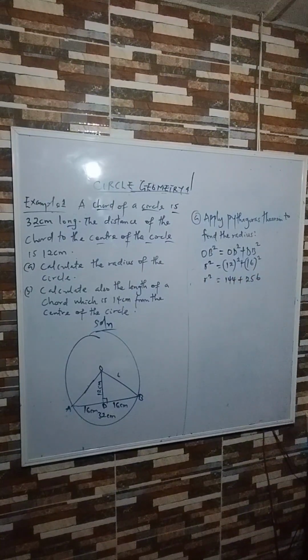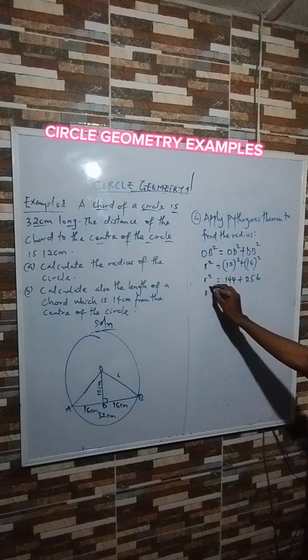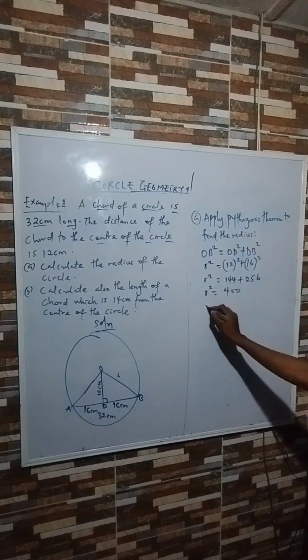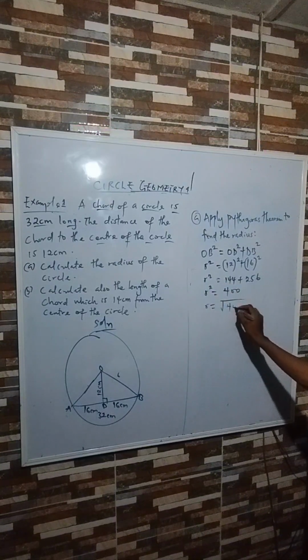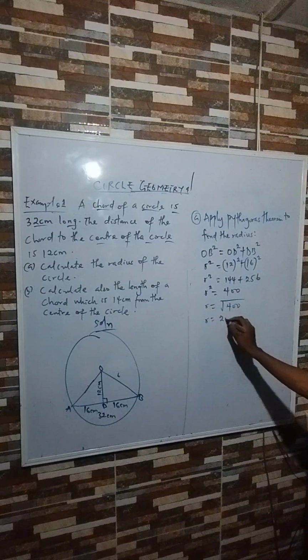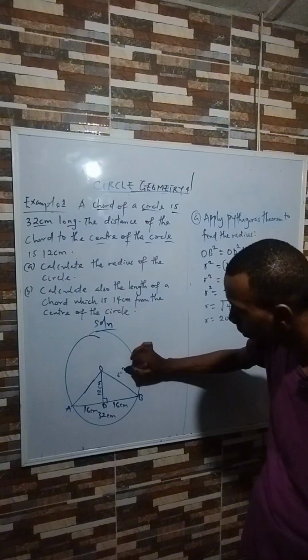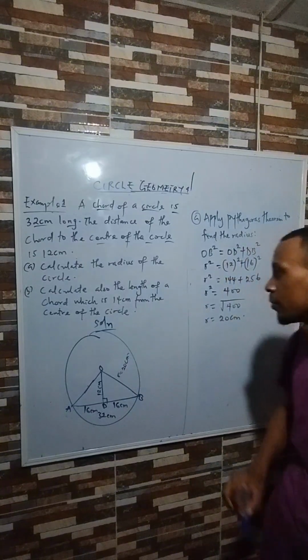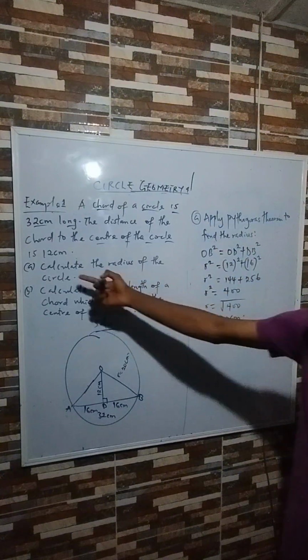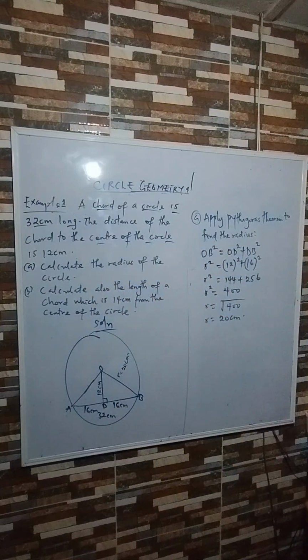So our R square is 144 plus 256. What is 144 plus 256? That should give you 400. So our R square is 400. So what value of R? R is equal to square root of 400, and R is equal to 20 centimeters. So that means the radius here is 20 centimeters. So that means question number 1A has been solved.